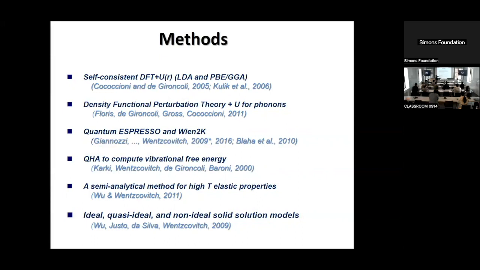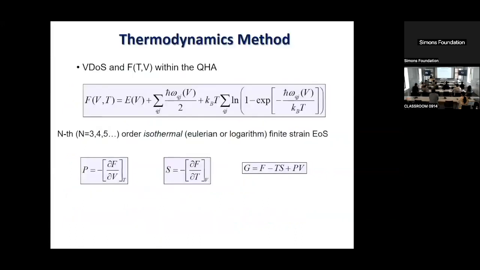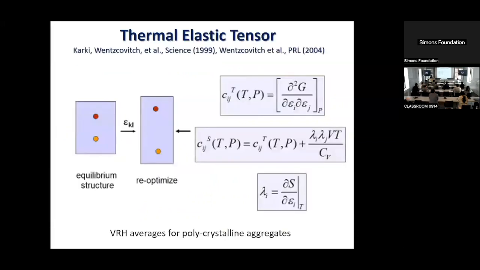What is most crucial here was the semi-analytical method to calculate high temperature elasticity that we developed. So this is the quasi-harmonic approximation. It's simple and approximate. P is the derivative of the free energy with respect to volume. It's quite approximate. In principle, the thermal pressure is not really isotropic, but this is a decent and good approximation.